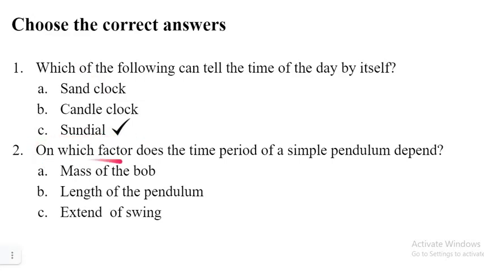On which factor does the time period of a simple pendulum depend? Whether it is the mass of the bob, or length of the pendulum, or extent of swing? Yes, very good. It is length of the pendulum. Length of the pendulum determines the time period of a simple pendulum.